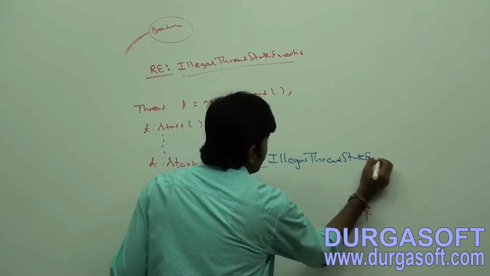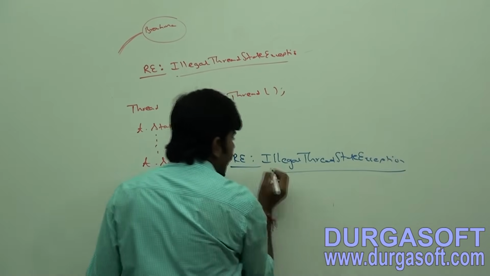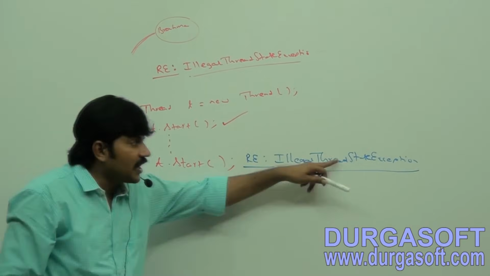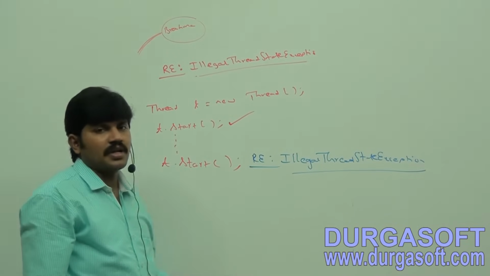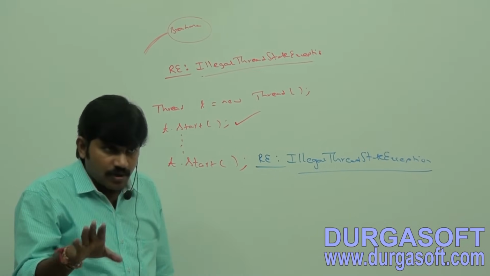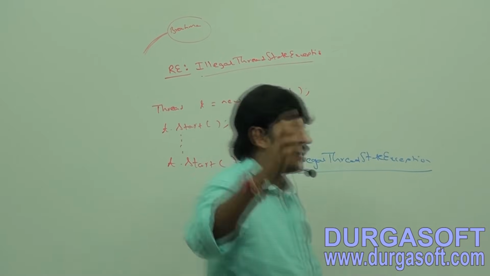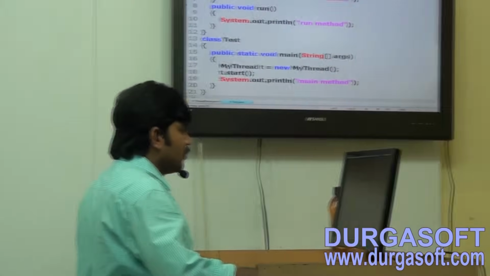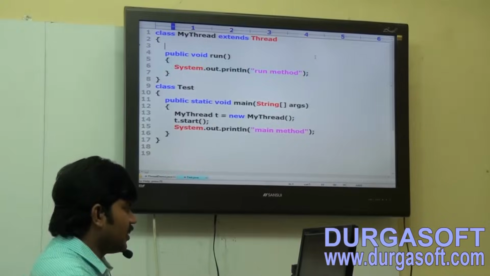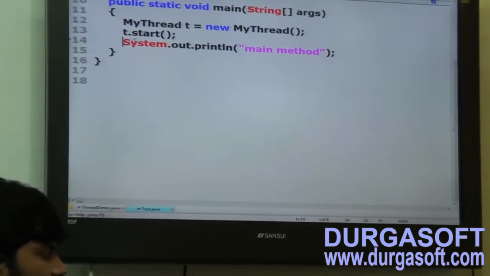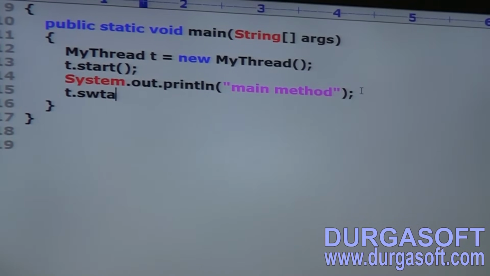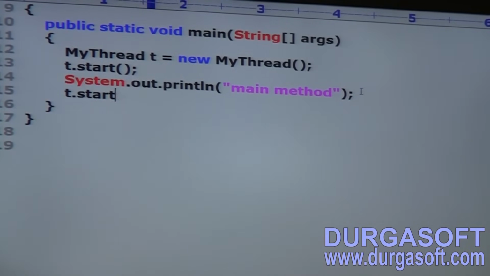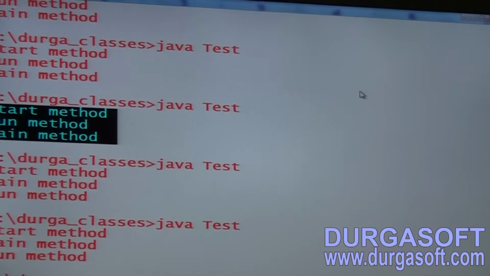thread state exception. Boss, there is no such type of exception; it is IllegalThreadStateException, right? Are you able to understand? Let me show this one. Just have a look once. Here I am taking the public void run method, t.start(). After that t.start() once again. After that t.start() once again. Now observe this point well.